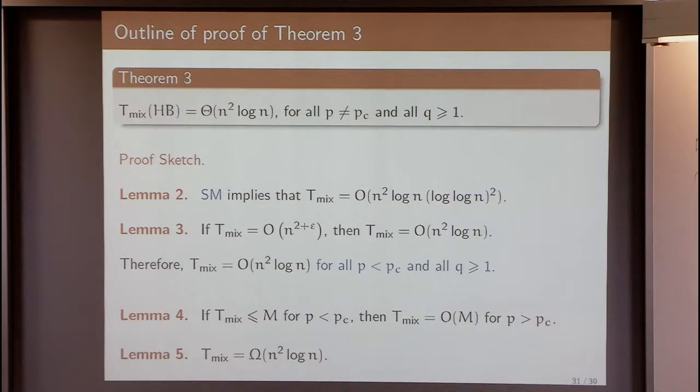Now, then we use the self-duality of the model to show that if you have some bound of order m in the subcritical regime, then this can be turned into a bound of order m for the supercritical regime.